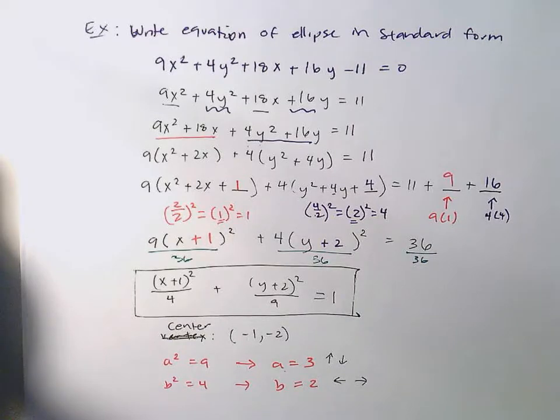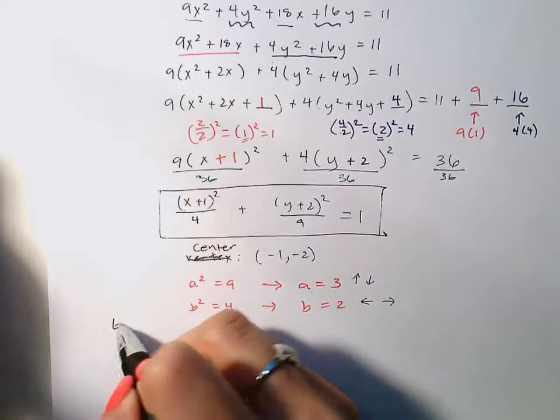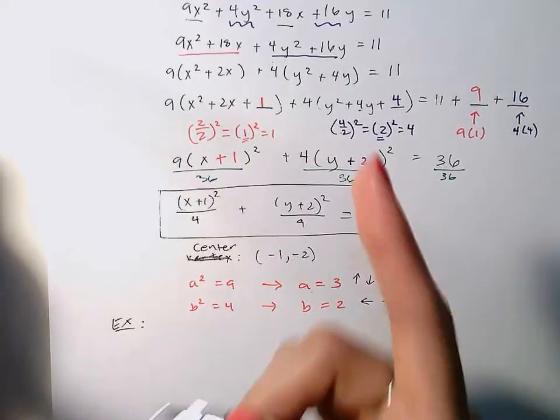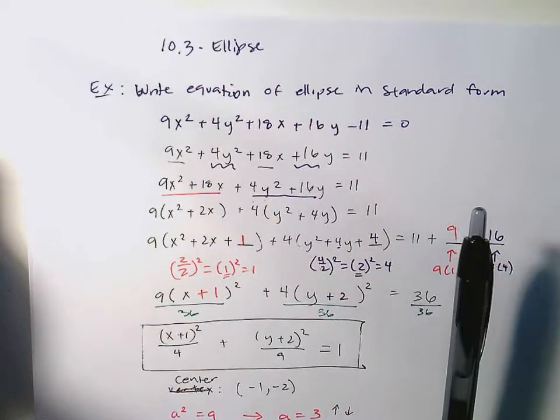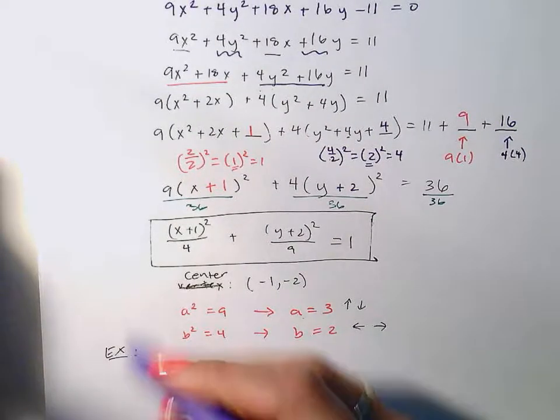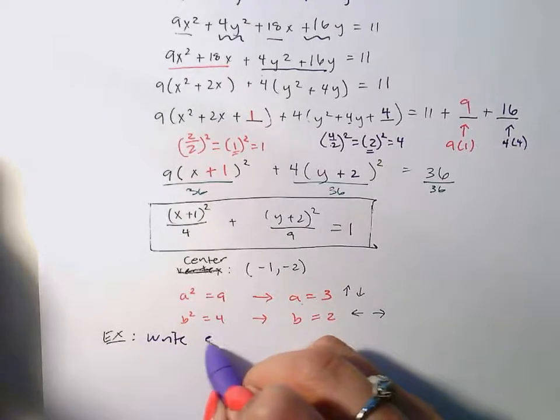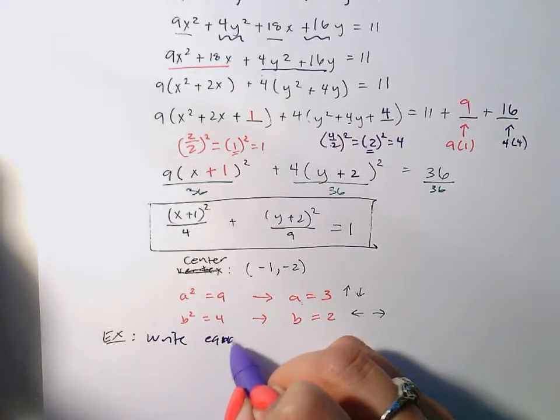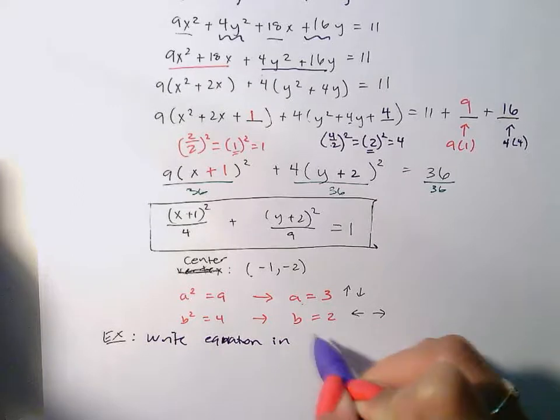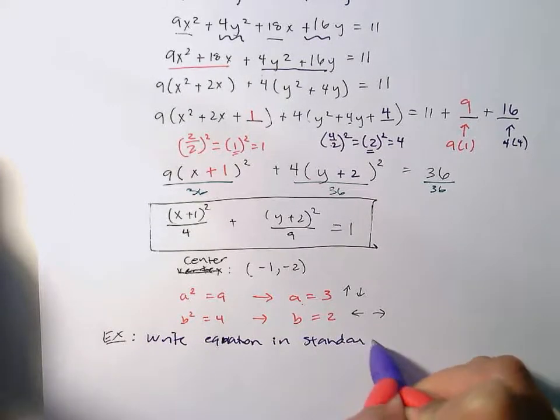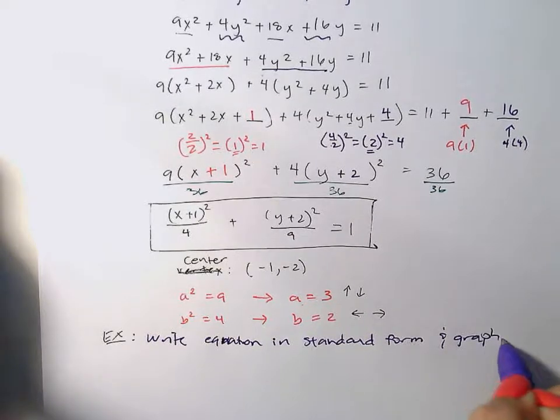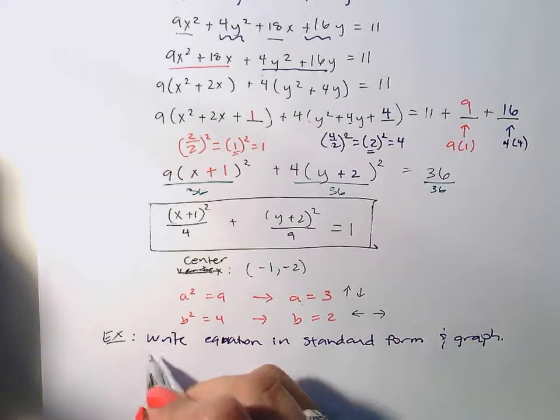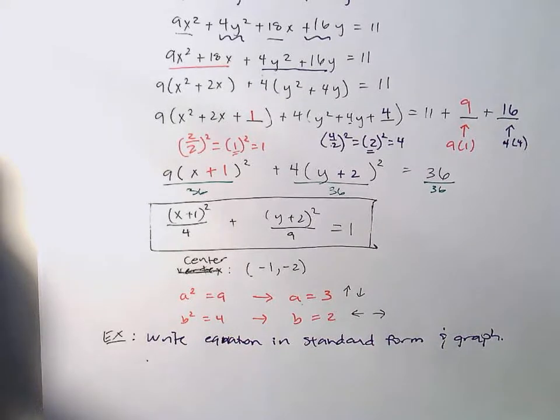So on this one, we have, and let's use the same instructions as we did before. Write the equation of the ellipse in standard form. And for this one, we're going to also graph it. So let me rewrite it. Write the equation in standard form, and then also graph. Alright, so on this one, the center is at the origin.